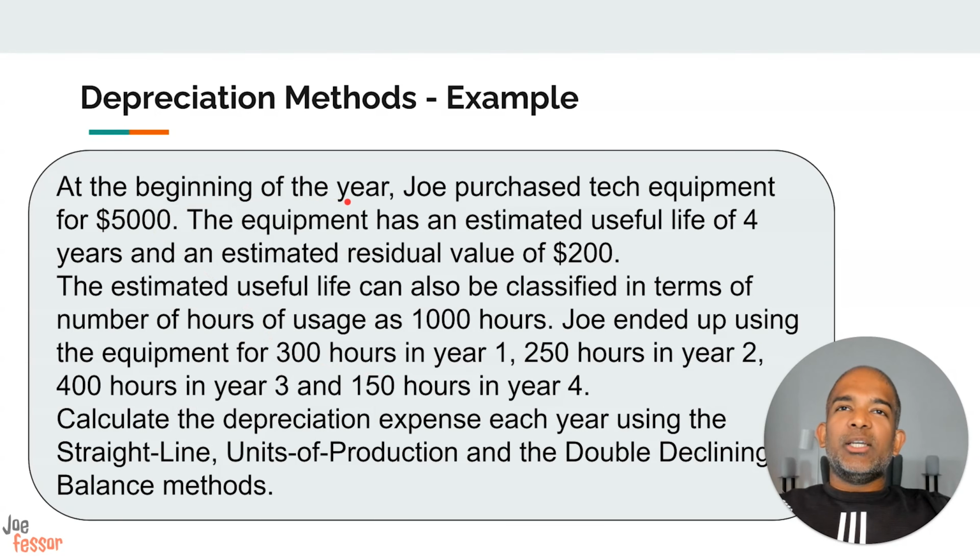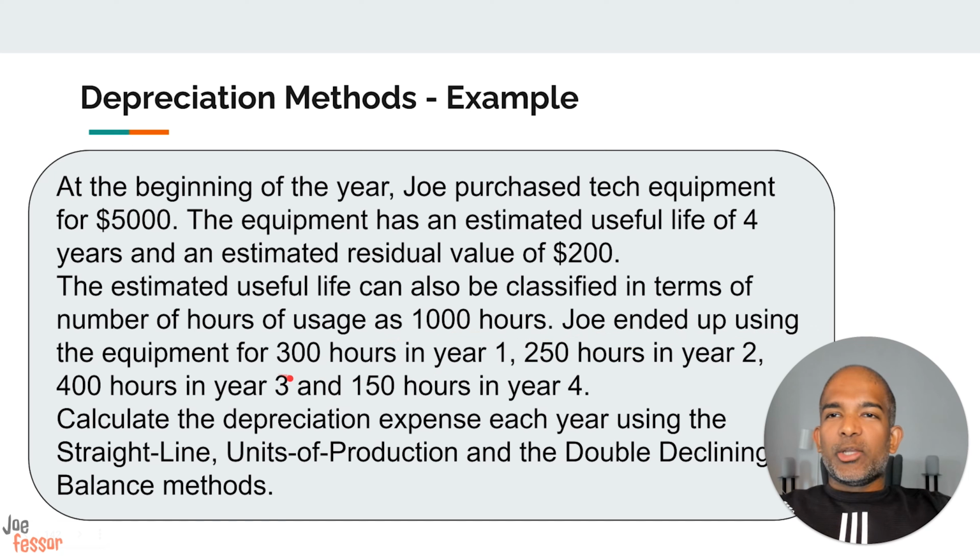At the beginning of the year, Joe purchased tech equipment for $5,000. The equipment has an estimated useful life of 4 years and an estimated residual value of $200. So at the end of 4 years, it has a residual value estimated at $200. The estimated useful life can also be classified in terms of number of hours of usage as 1,000 hours.